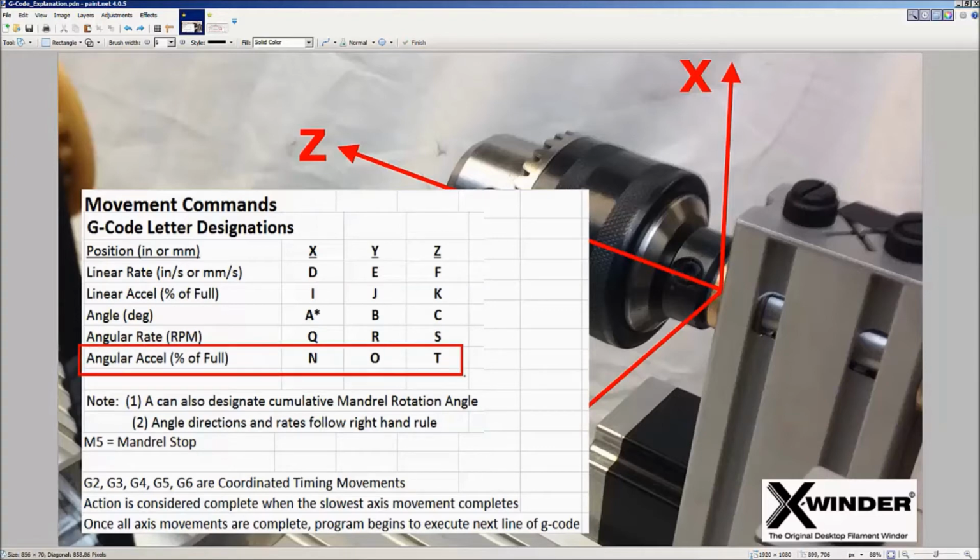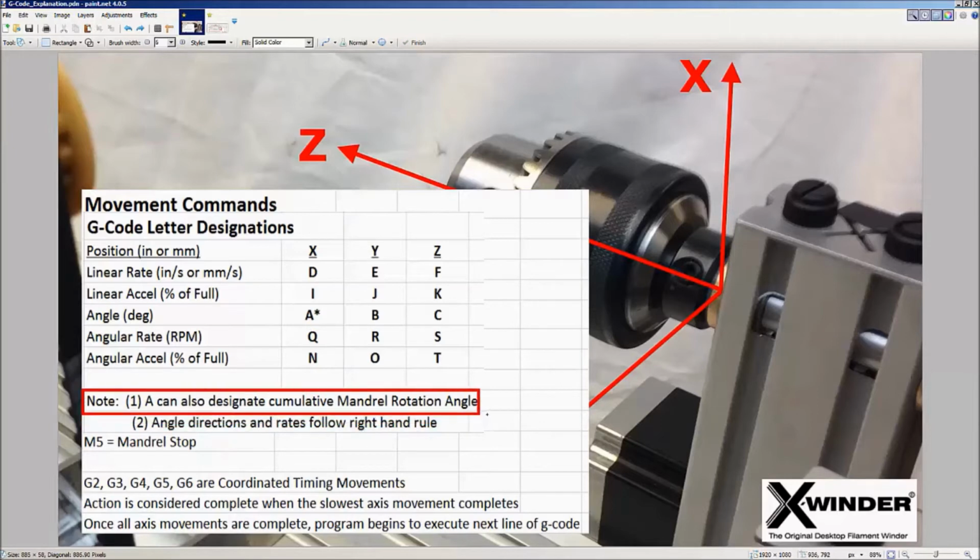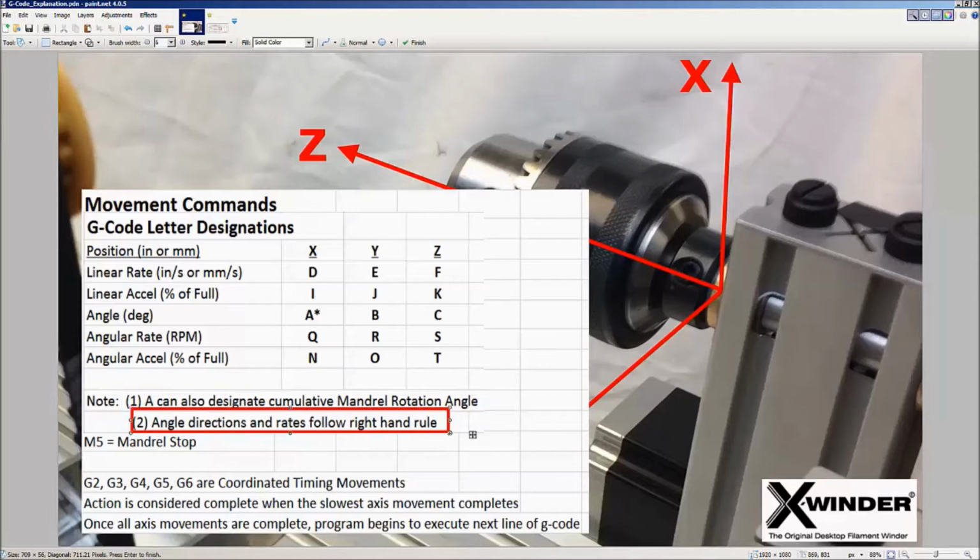The angular acceleration in percent of full, N is X, O is Y, T is along the z-axis. One note here is that A can sometimes be, and is generally used as, the cumulative mandrel rotation angle, and we'll look at that in a second. Again, I had spoken about the right-hand rule.